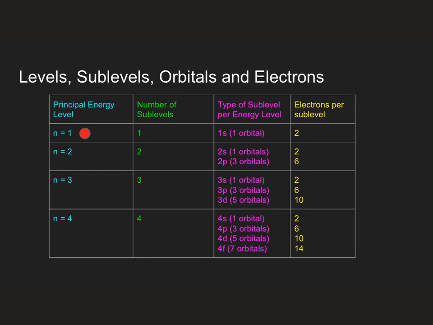Energy level N1, that's row 1. You only have 1 sublevel. It's your s orbital, which can only hold 2 electrons. N2, 2 sublevels, an s and a p, and that's going to give us a grand total of 8 electrons, 6 for the p, 2 for the s. And you can actually see this is how we came up with the maximum amount of electrons that each period on the periodic table can hold. 2, 8, 18, and then we go all the way up to 32.